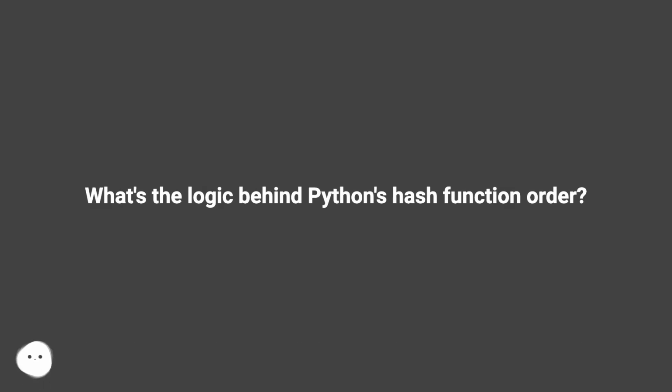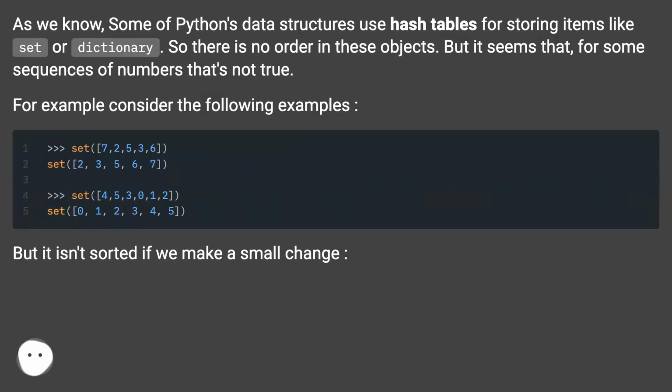What's the logic behind Python's hash function order? As we know, some of Python's data structures use hash tables for storing items, like set or dictionary. So there is no order in these objects. But it seems that for some sequences of numbers that's not true.